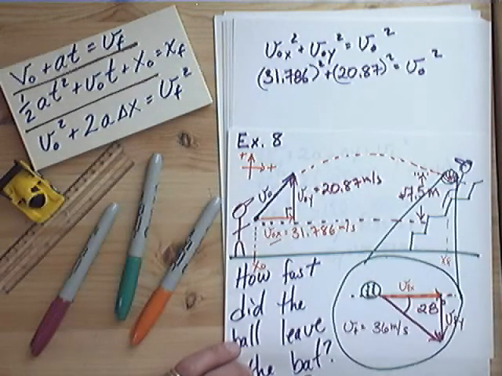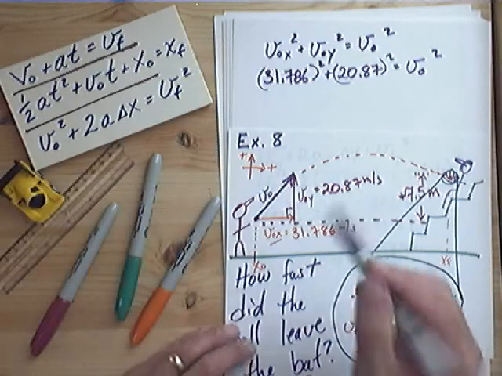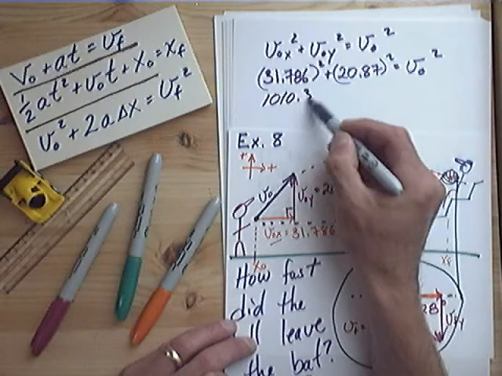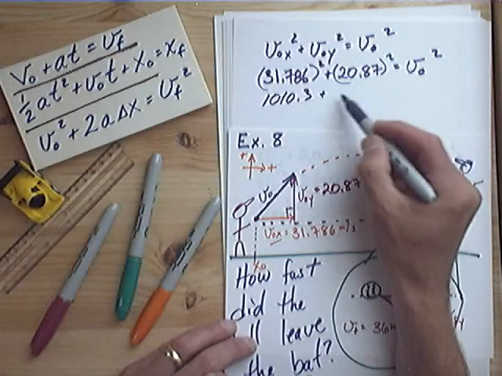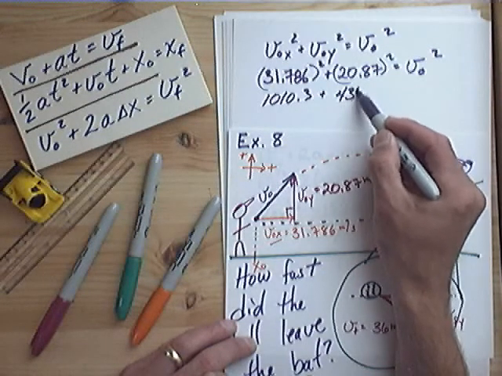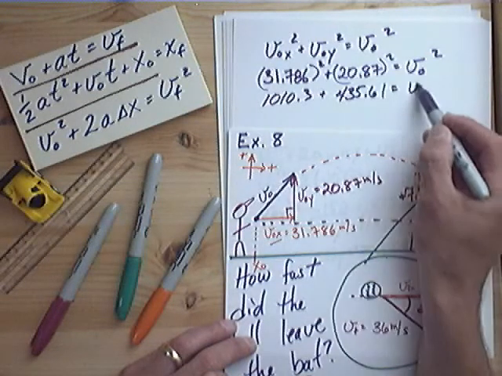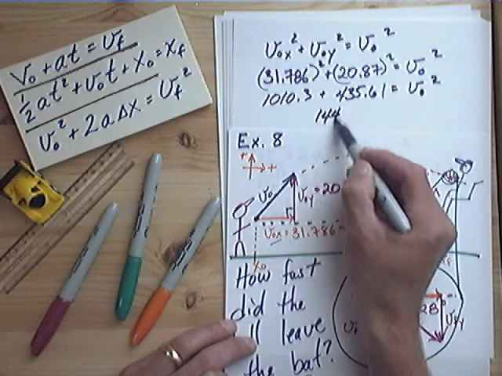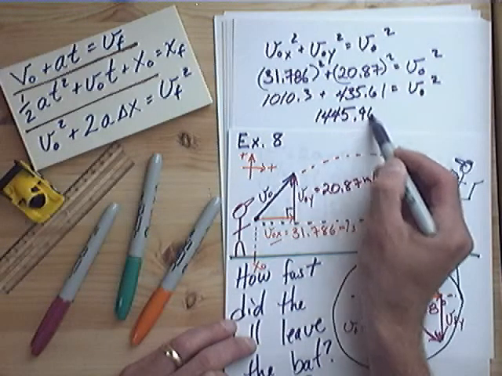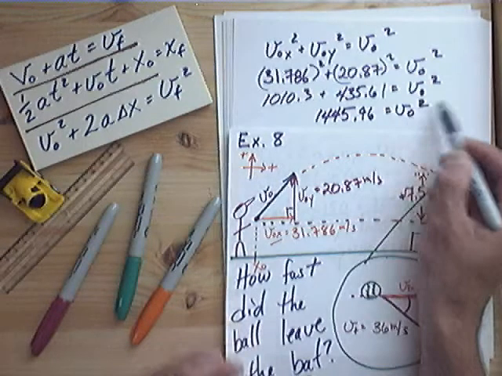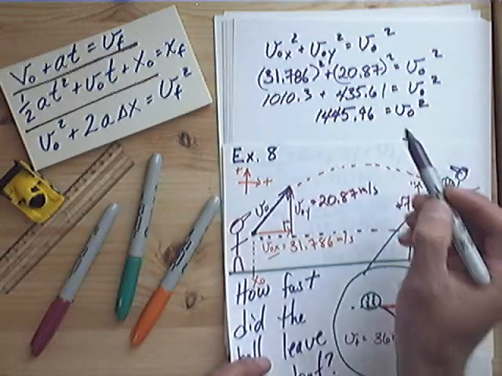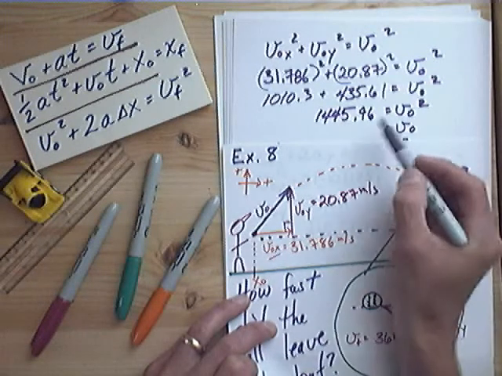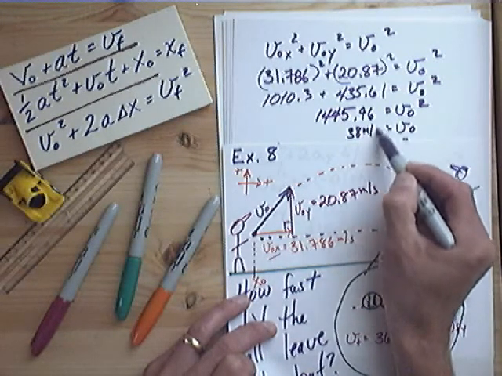31.786 squared is 1010.3 plus 435.61 v initial squared. 1445.96 equals v initial squared. Take the square root of both sides, and our initial speed is 38 meters per second.